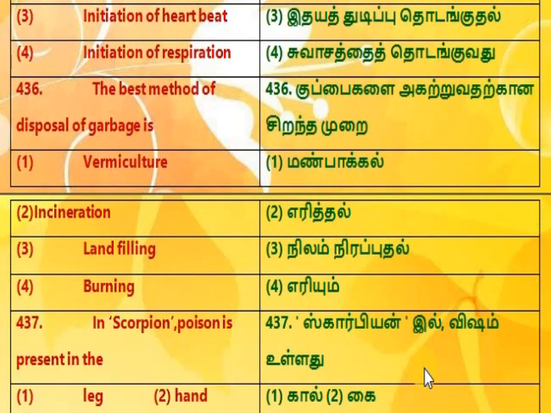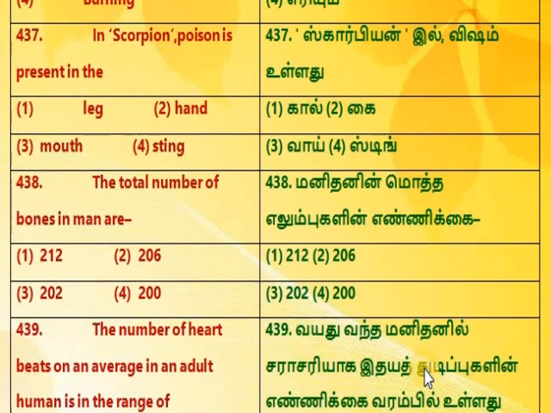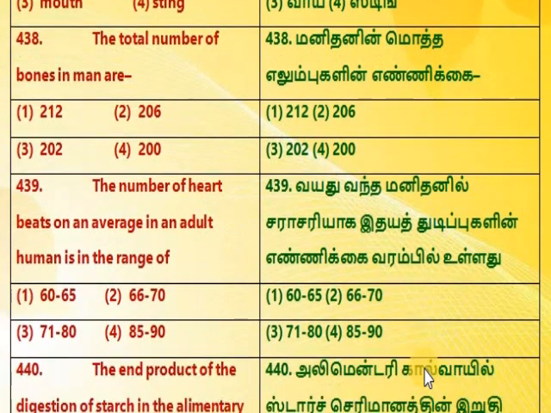436. The best method of disposal of garbage is 1. Vermiculture, 2. Incineration, 3. Landfilling, 4. Burning. 437. In scorpion, poison is present in the 1. Leg, 2. Hand, 3. Mouth, 4. Sting. 438. The total number of bones in man are 1. 212, 2. 206, 3. 202, 4. 200.